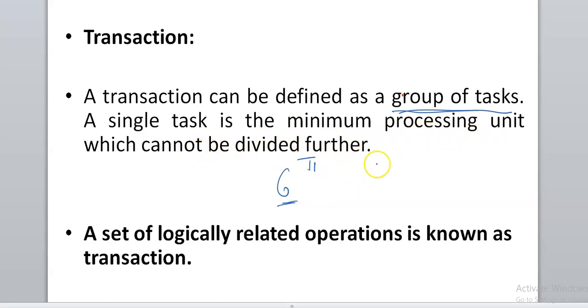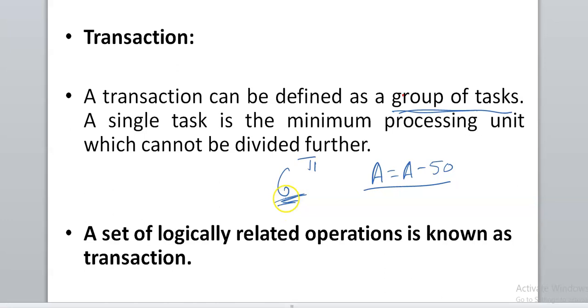Obviously, let us take one example. There was one operation which was A equals A minus 50. This operation is simple enough; we cannot further divide this particular operation. All the 6 operations were simple enough to complete one particular transaction. So these 6 operations cannot be further divided and cannot be more simplified. A single task is the minimum processing unit which cannot be divided further. Obviously, the operations cannot be divided further. It should be that simple.